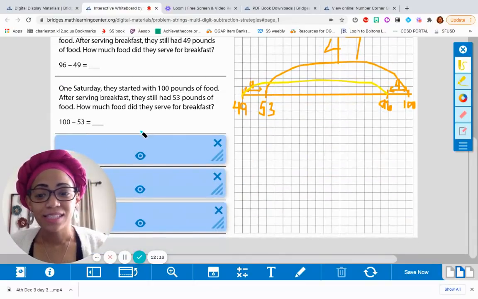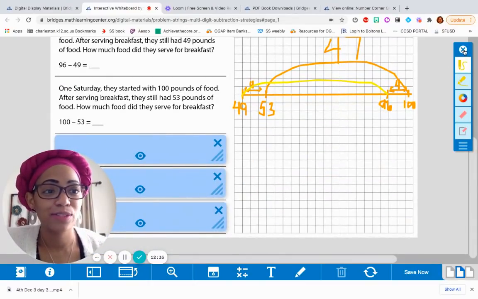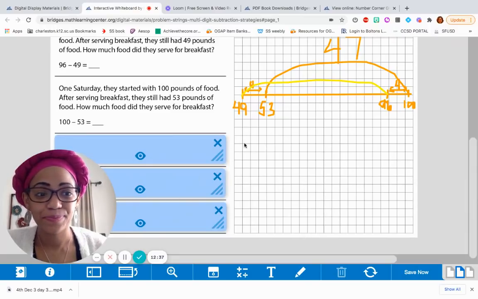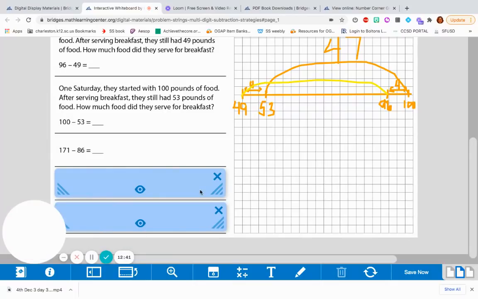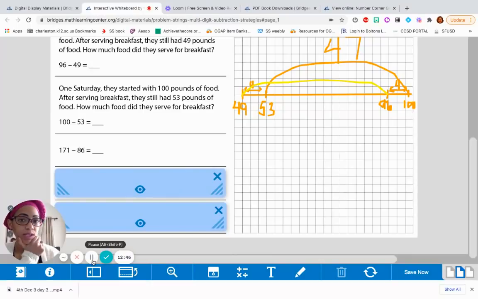Okay, let's keep going. Let's see what our next problems have in store for us today. Oh, no context. It just says 171 minus 86. I want you guys to choose a strategy to use to solve this problem.